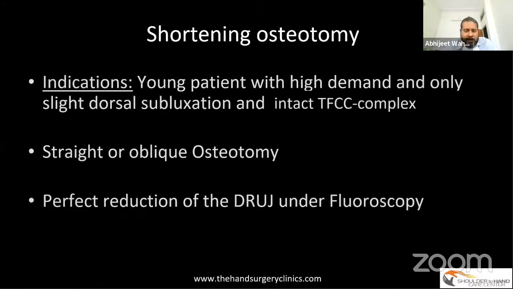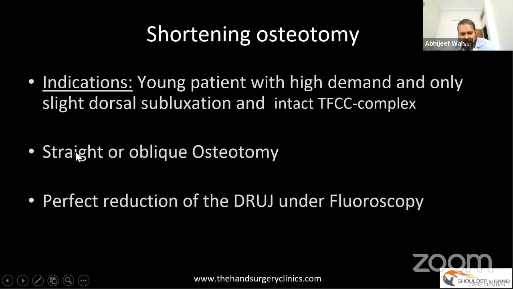So ulnar shortening osteotomy perhaps by far is the most frequently performed procedure and is favored by a lot of authors. It's usually indicated in younger patients with high functional demand, if the instability is unidirectional, and if the TFCC is intact. So all of these are prerequisites in opting for an ulnar shortening osteotomy.